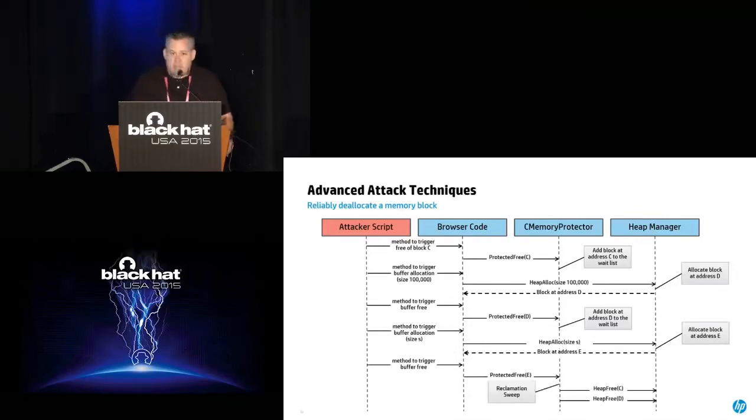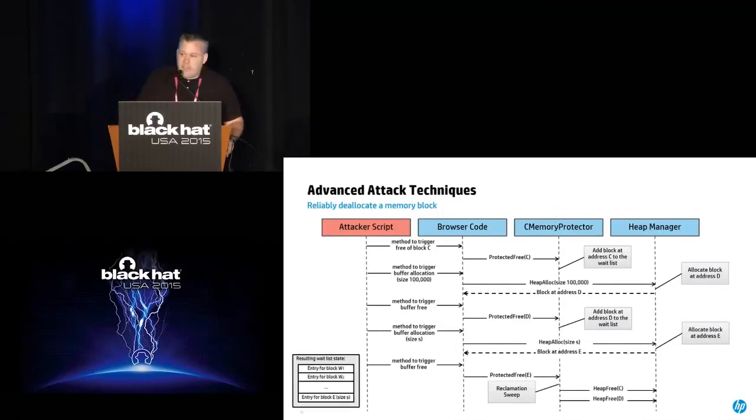And at this point, we've hit the reclamation threshold, which will free block C and block D, and now we can move on and use the isolated heap attack techniques to try to reclaim the appropriate offsets that we need to continue on exploiting this use after free vulnerability.